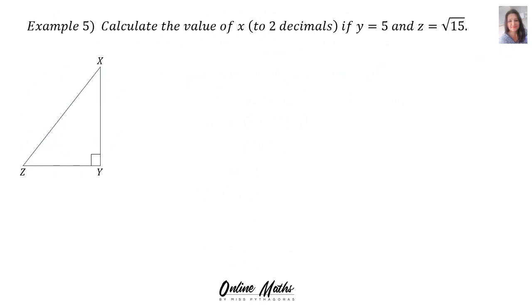Example 5. Calculate the value of little x to 2 decimals if y is 5 and z is root 15. Now, where do we find little x and little y? Let's see. Little x is the side opposite angle x. Little y is the side opposite angle y, and little z is the side opposite angle z. Furthermore, it was given that y is 5 and z is root 15.